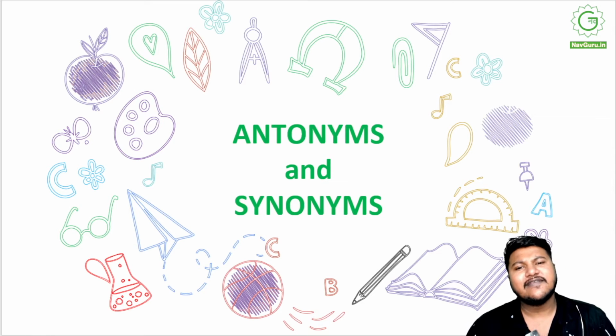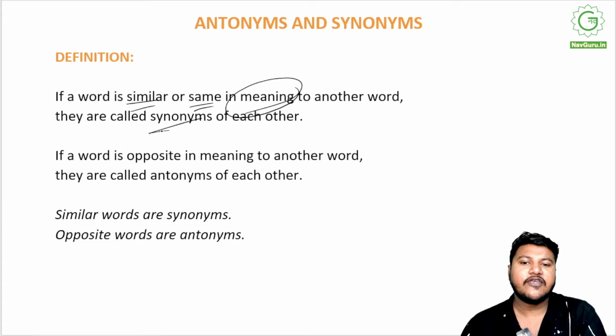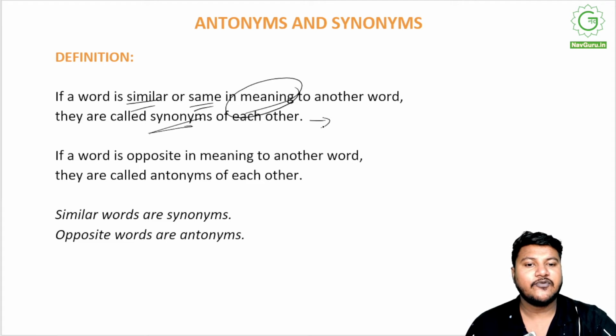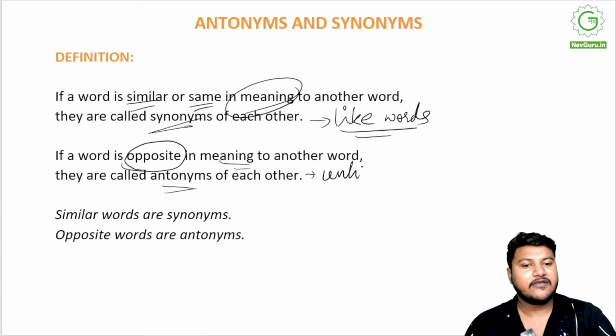So before we begin, just letting you know what are antonyms. If a word is similar or same in meaning to another word, they are called synonyms of each other. Right? Like words, they are called synonyms. So basically like words are synonyms. On the other hand, if a word is opposite in meaning to another word, they are called antonyms of each other. So basically unlike words, right?